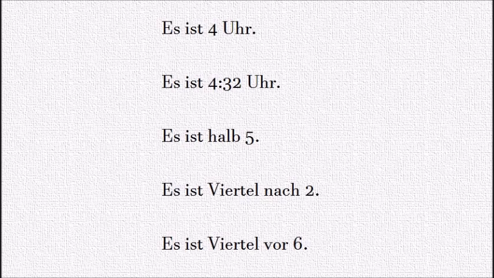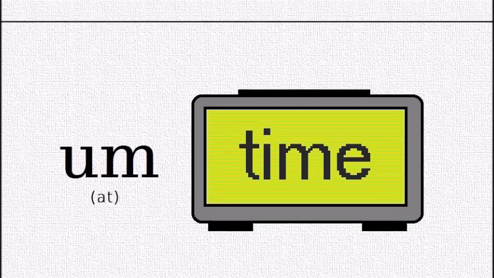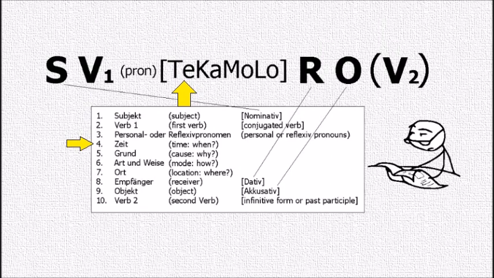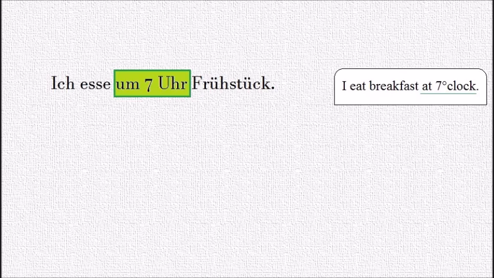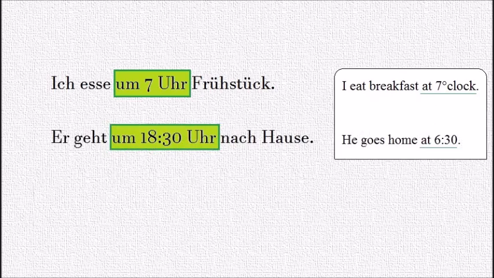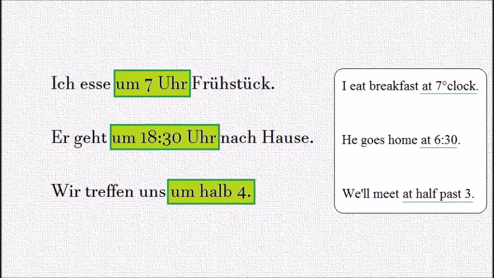The other way is to say when something is happening. To do that, you use the word meaning at, followed by the time. The time comes at the temporal position of the sentence. Let's look at some examples. Ich esse um 7 Uhr Frühstück. I eat breakfast at 7 o'clock. Er geht um 18:30 Uhr nach Hause. He goes home at 6:30. Wir treffen uns um halb vier. We'll meet at 3:30.